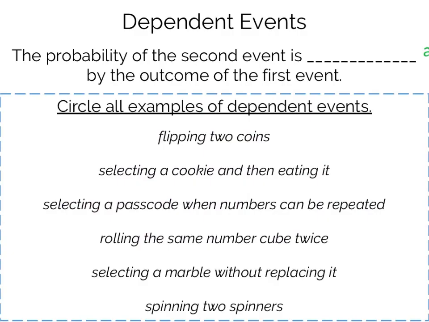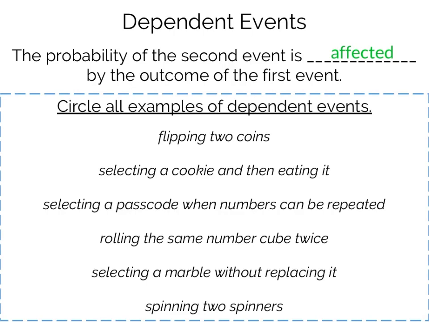Now when talking about dependent events, the thing that we need to remember is the probability of the second event is affected by the outcome of the first event. So now we're going to go through our events here and determine which one of those are dependent events. So flipping 2 coins, they're not going to affect each other, so they are not dependent events. Remember, the second event is going to be dependent on what happens in the first event.